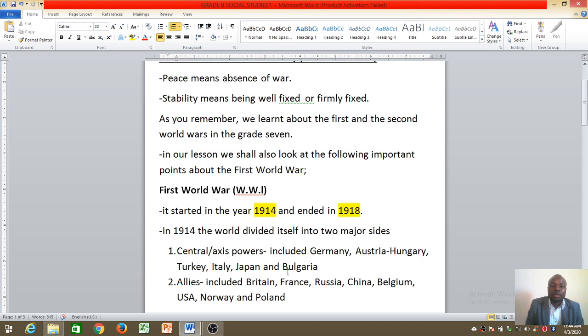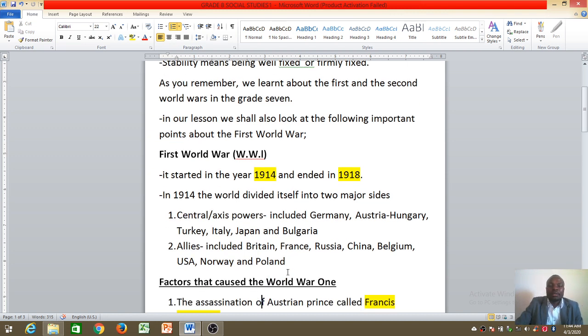Okay? So in 1914, just before the First World War, the world divided itself into two major sides. One side was the Central Power, also known as the Axis. And this side included countries like Germany, Austria-Hungary, Turkey, also known as the Ottoman, Italy, Japan, and Bulgaria.